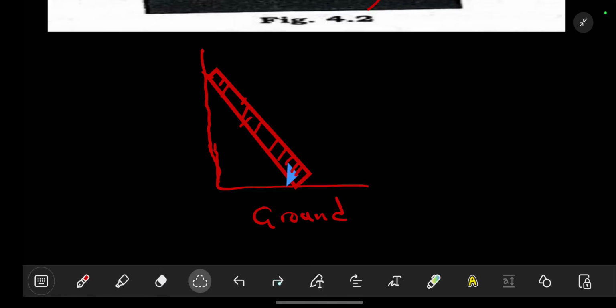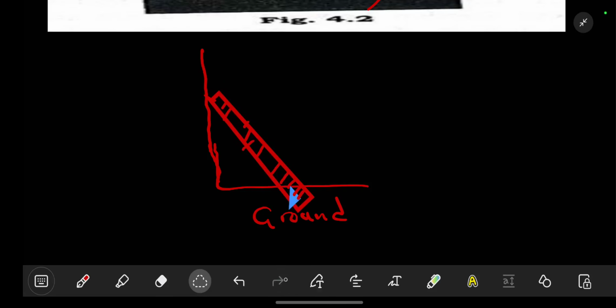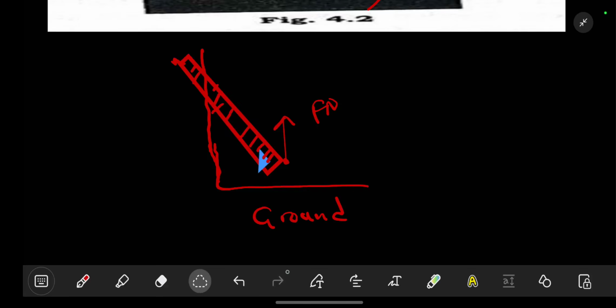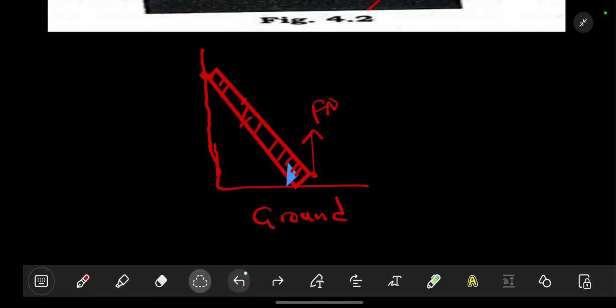The question is, why doesn't the ladder enter the ground? Because if the ground is weak, the ladder will enter the ground. So there must be a force pushing up so that the ladder does not enter. This force, we are going to call the normal force. At the same time, why doesn't the ladder enter the wall? If the wall is weak, it will enter as well. The only reason it is not entering is that there must be a force acting on the ladder from the wall in this direction.